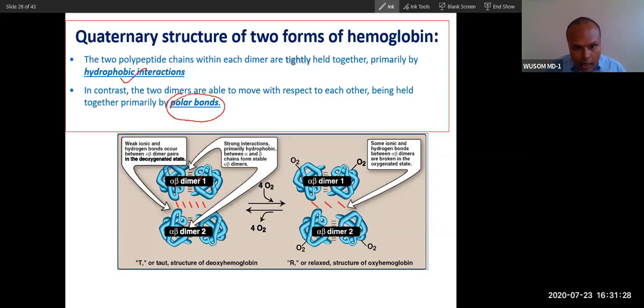So you can see here, this is deoxygenated hemoglobin, and this alpha beta is bound by hydrophobic interaction here, a very high amount of hydrophobic interaction. Though ionic interaction will also be there between alpha beta, more important is hydrophobic interaction. This is one dimer, this is the second dimer. Between these two dimers, ionic bond plays a very important role. And when oxygen is added to this molecule, what will happen? Some ionic bonds will be broken.